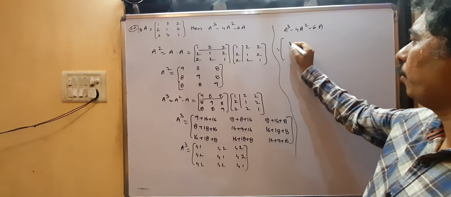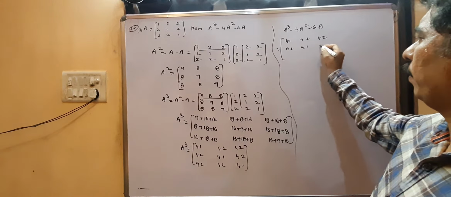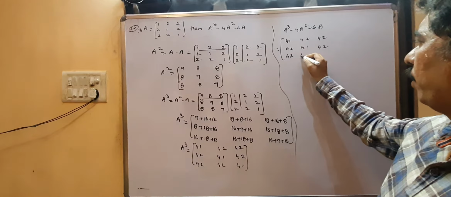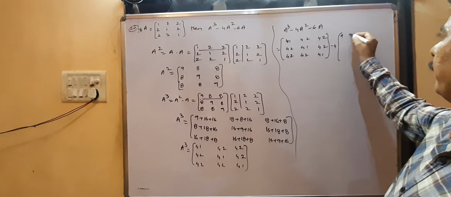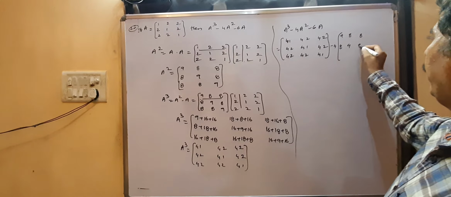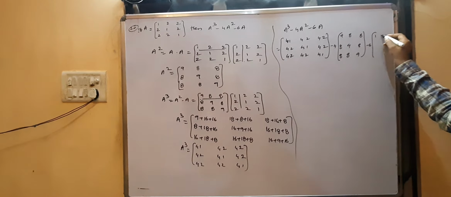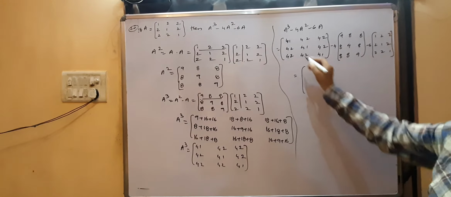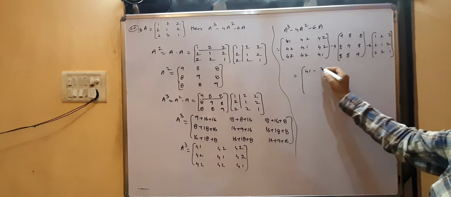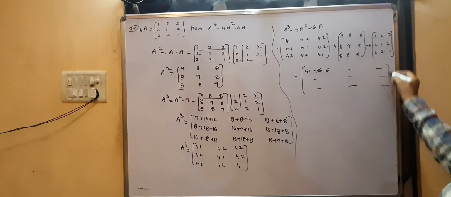A cube value is 41 42 42, 42 41 42, 42 42 41, minus 4 times A square, which is 9 8 8, 8 9 8, 8 8 9, minus 6 into A, which is 1 2 2, 2 1 2, 2 2 1. Finally we subtract: 41 minus 4 times 9 is 36, minus 6. The remaining elements are the same. So 41 minus 42 is minus 1.